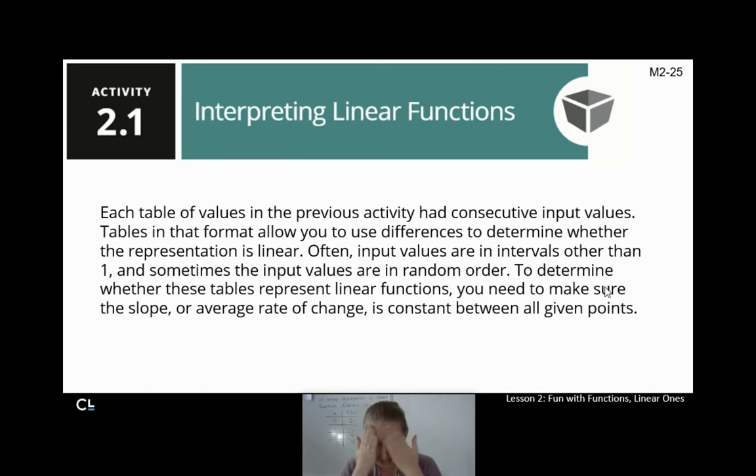But often our input values are in intervals other than 1. It's not like 1, 2, 3, 4, 5. It's not going in order. And in fact, sometimes the input values are in a completely random order. So to determine whether these tables represent linear functions, we can't use first differences anymore. You need to make sure that the slope or the average rate of change is constant between all the given points. So guys, instead of first differences, you have to go back to the slope formula that we used in the warm-up. Yes, you do.